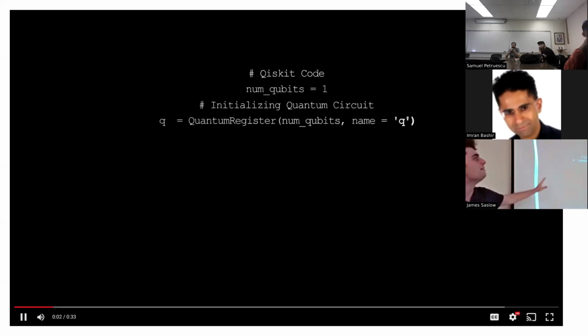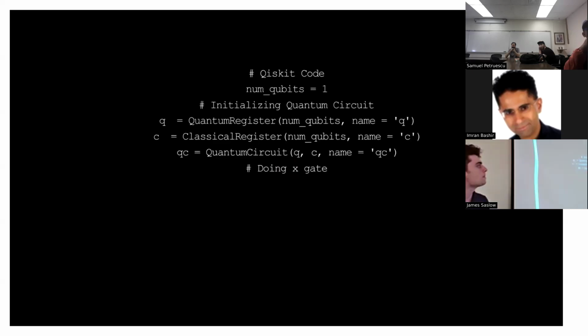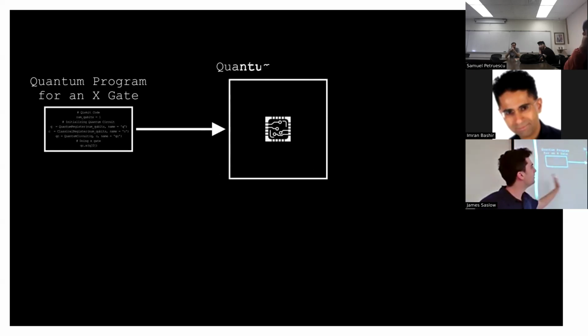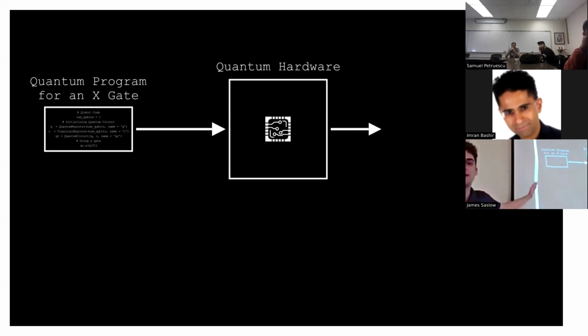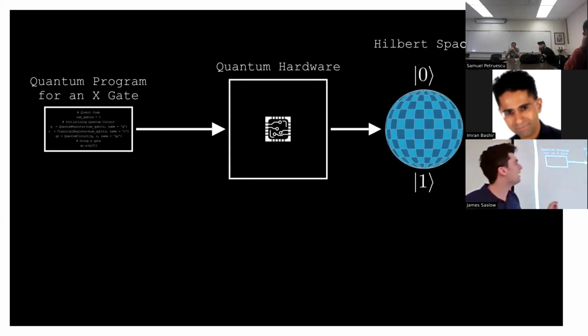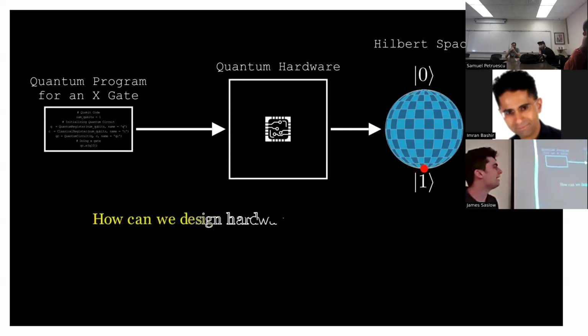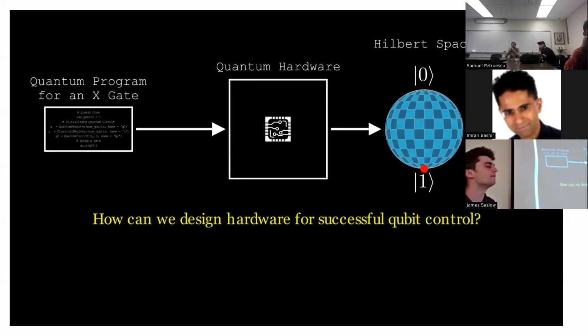So we start with programming some sort of code. In this case, it's Qiskit. And this is your quantum program for doing an X gate. You can take that, feed it into some quantum hardware of your choice, and it takes these instructions and does rotations on the Bloch sphere. In this case, it's an X gate, so it's going from 0 to 1. And the question is, how can we design hardware for successful qubit control?